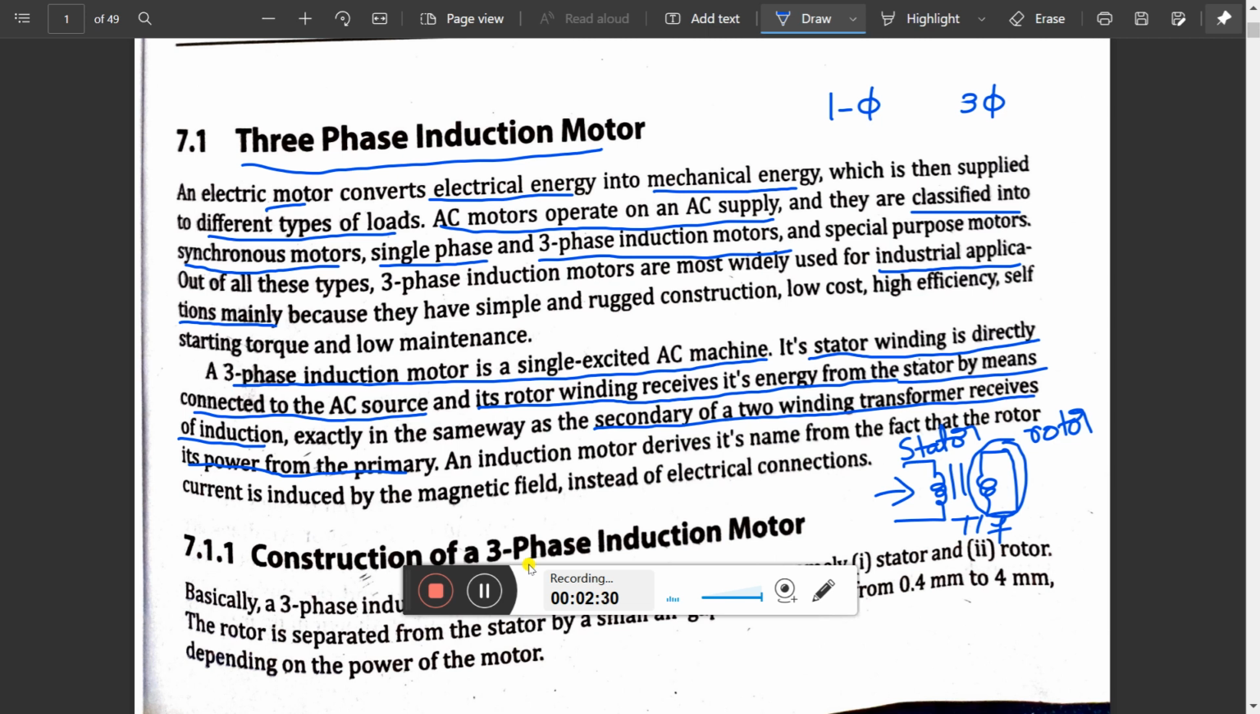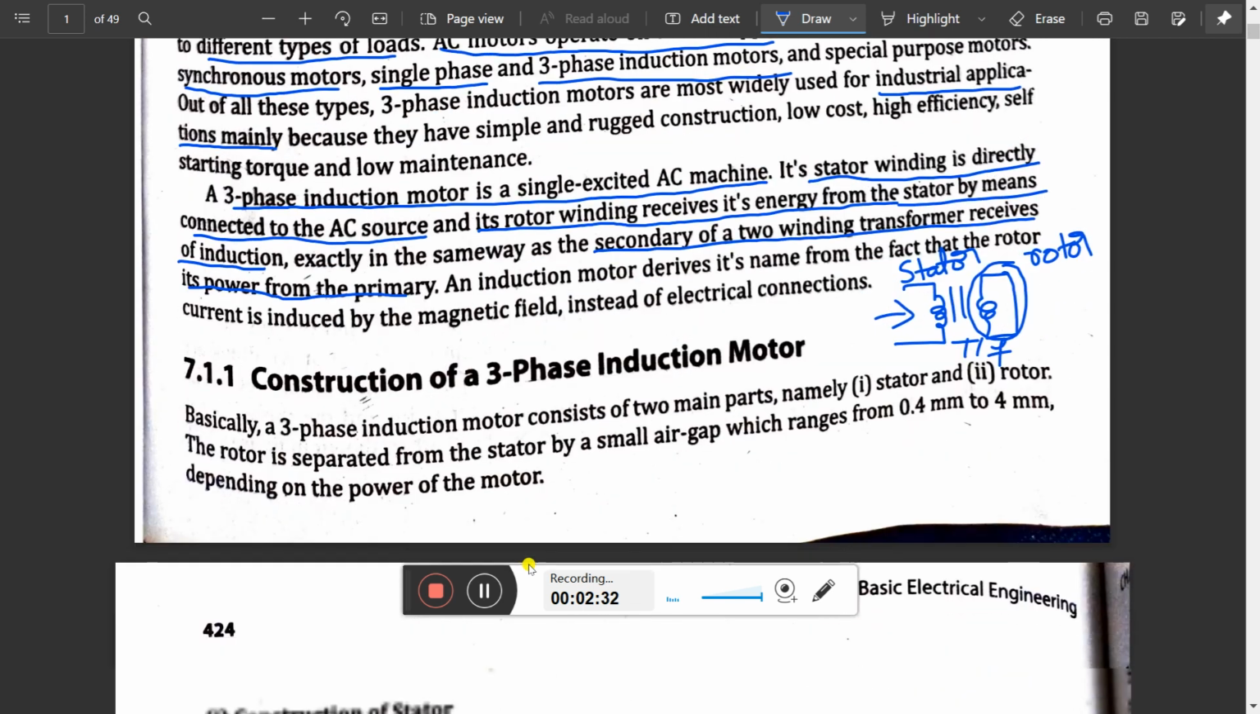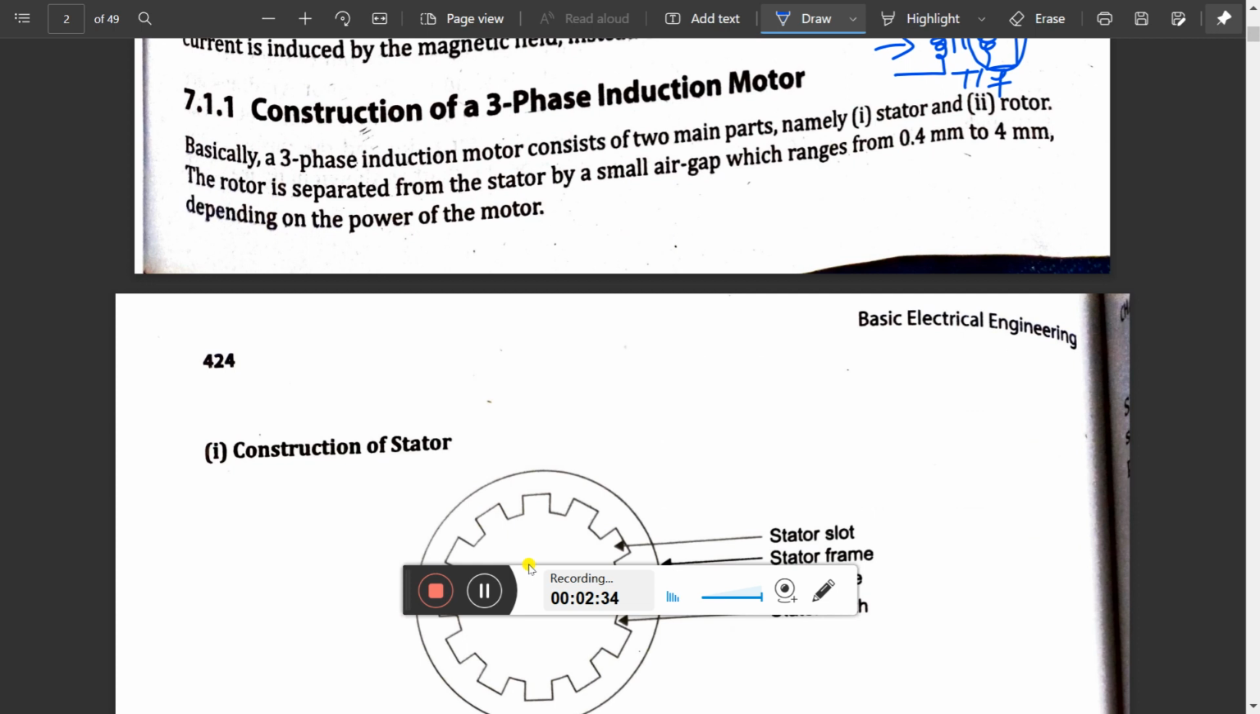Now coming to the construction of three-phase induction motor. Mainly any motor consists of two parts: one is the rotor part, another one is the stator part. The rotor is separated from the stator by a small air gap, only in the range of 0.4 mm to 4 mm depending upon the power rating of the motor.